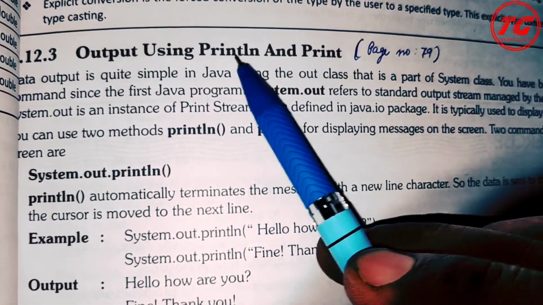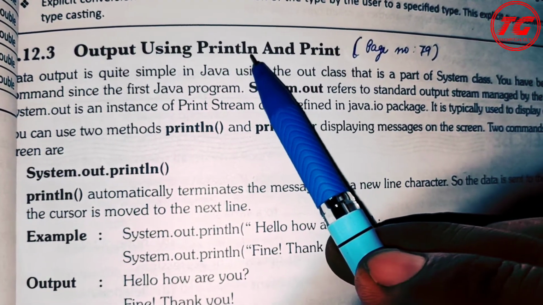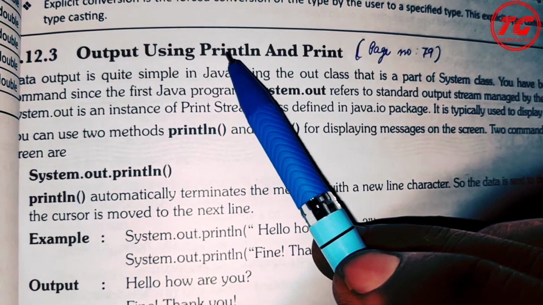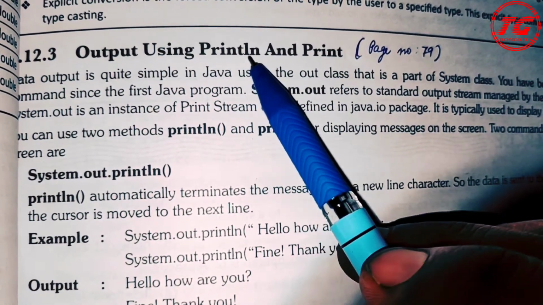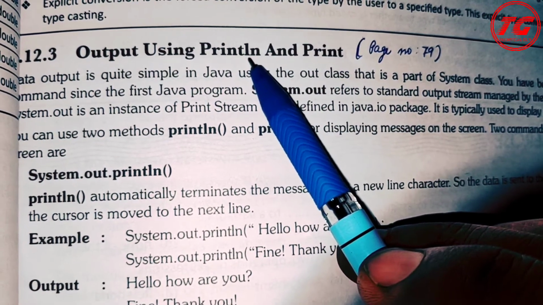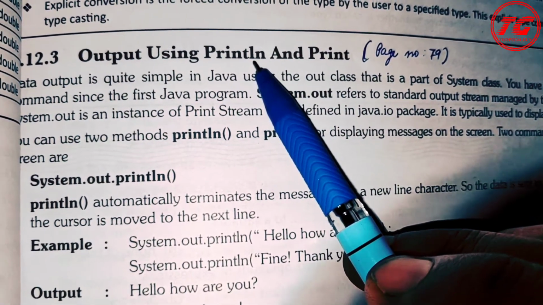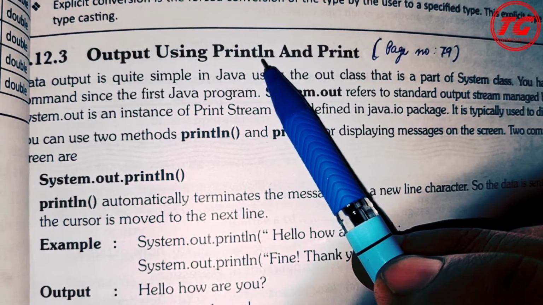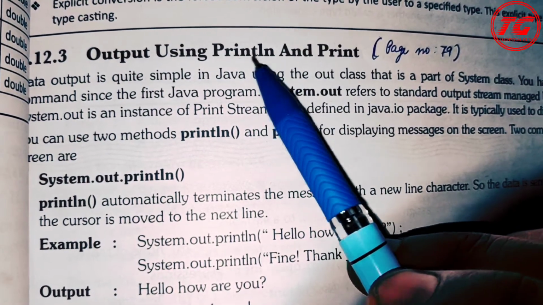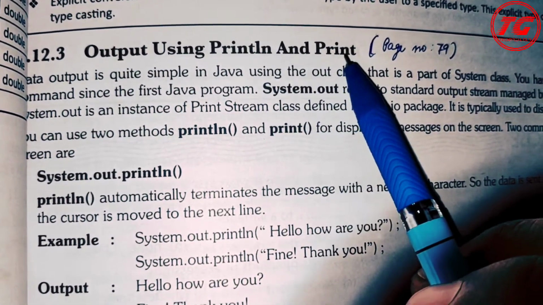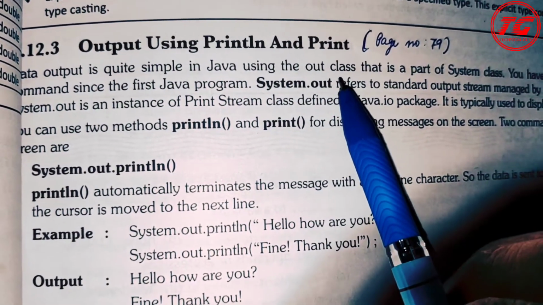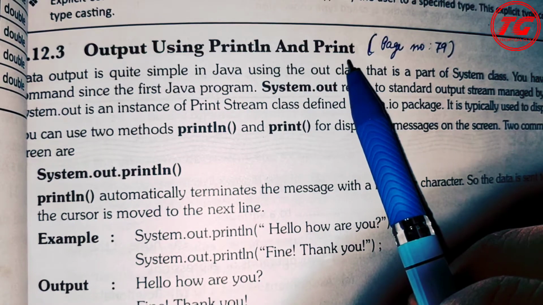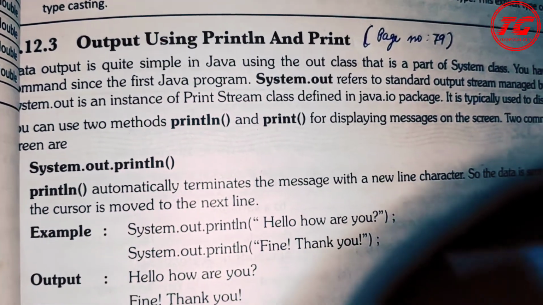And this is the println. ln means line, so this is the print line method. The println method is also used to print some message or some value on the screen. And today we will see what the main difference is between these two methods. So let's start.